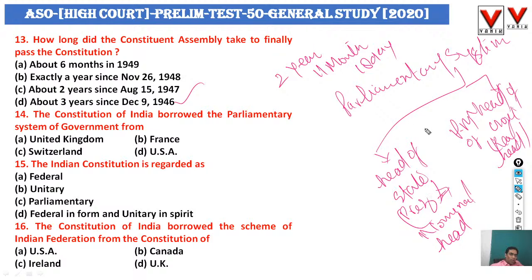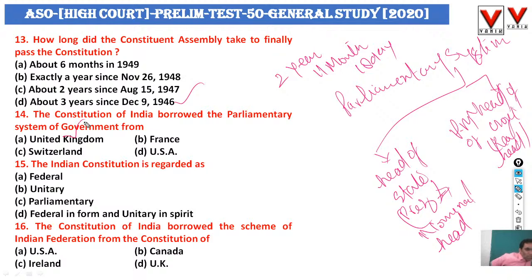So who is the head of the state? That is the president of India. And who is the head of the government? That is the prime minister of India. This system has been taken from the United Kingdom. So the right answer is A. Question 14, right answer is A.